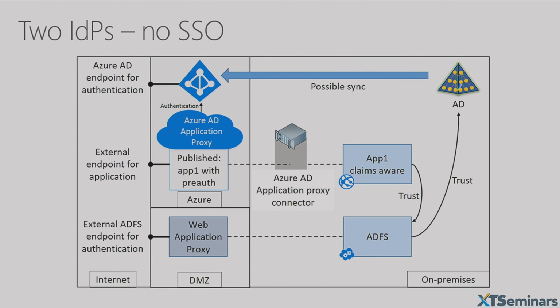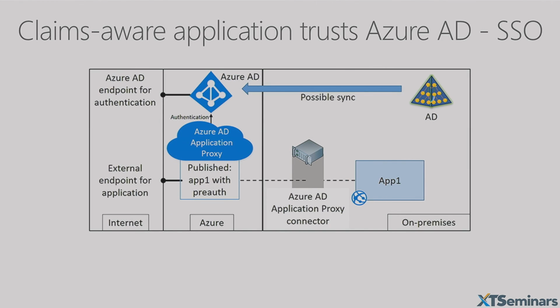Let's progress on and look at how we manage another scenario, which is a claims application that actually trusts Azure AD. So what's going to happen here is we come to the front door, knock, knock, knock, pre-authentication. Remember, when we pre-authenticate, what do we get? We get a cookie which says we're authenticated to Azure AD. So now we come down through the connector, we hit the app, and the app trusts Azure AD.